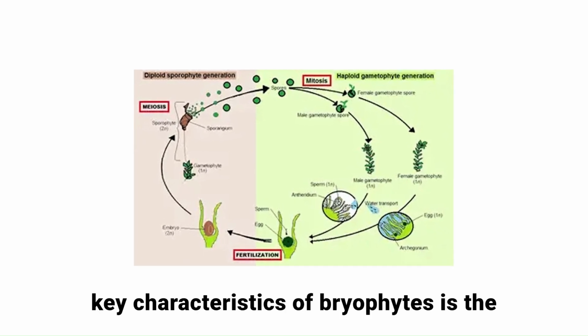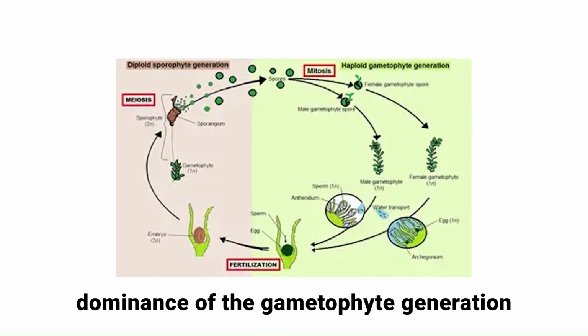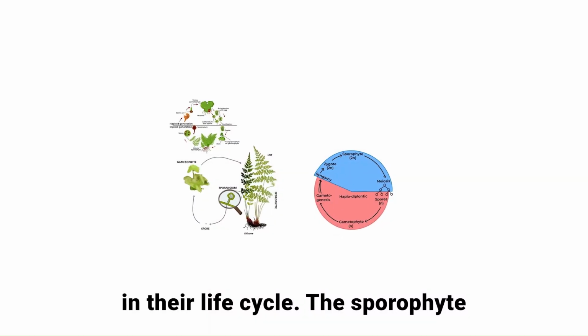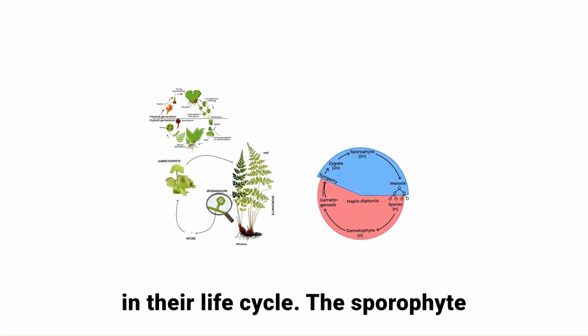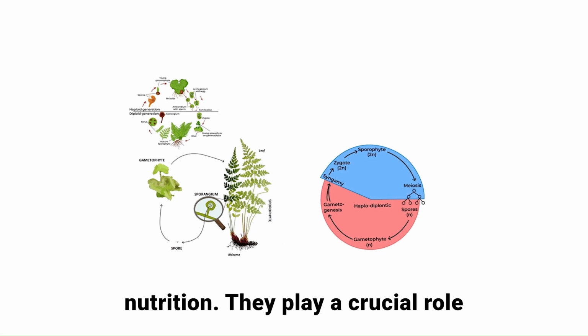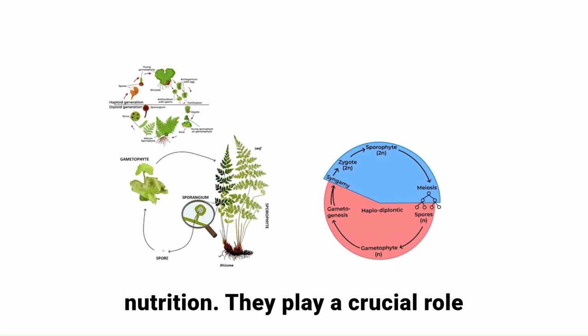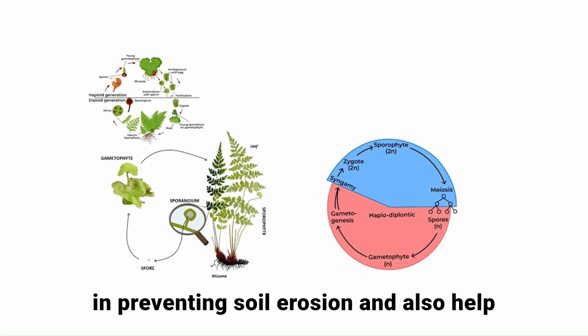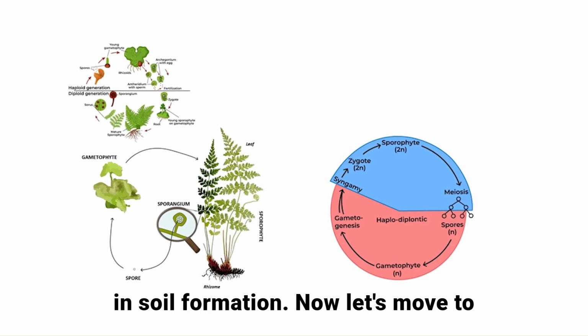One of the key characteristics of bryophytes is the dominance of the gametophyte generation in their life cycle. The sporophyte is dependent on the gametophyte for nutrition. They play a crucial role in preventing soil erosion and also help in soil formation.